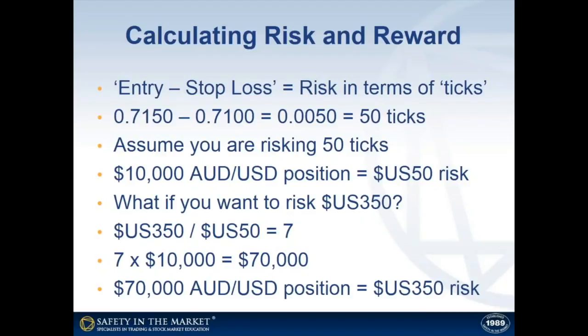So the important steps there that you can see: work out how many ticks you're risking on the trade, work out the amount of dollars that you'll be risking on a $10,000 position, and then convert that into whatever risk you want. If you want to risk $350, that becomes a $70,000 position. So those are the important steps there.